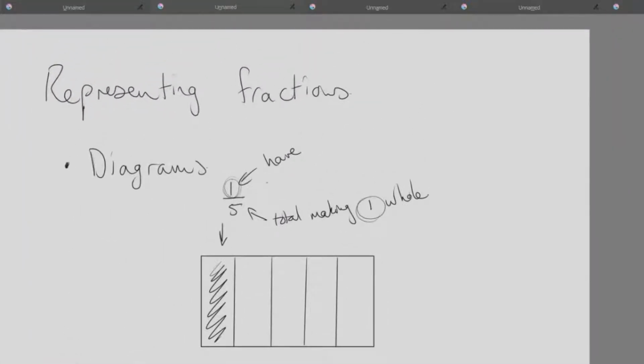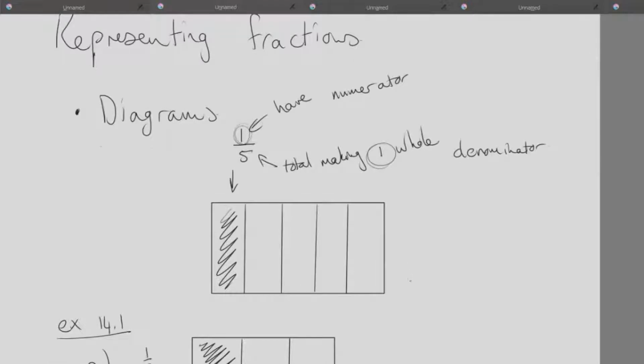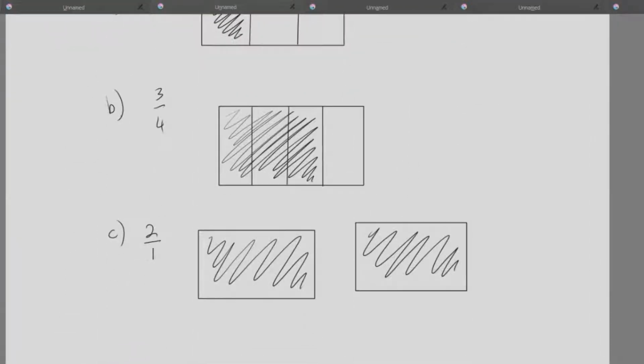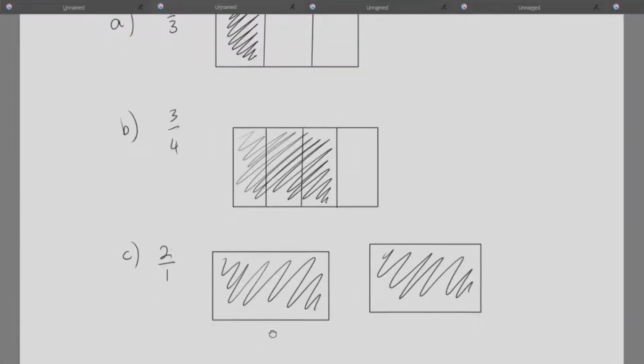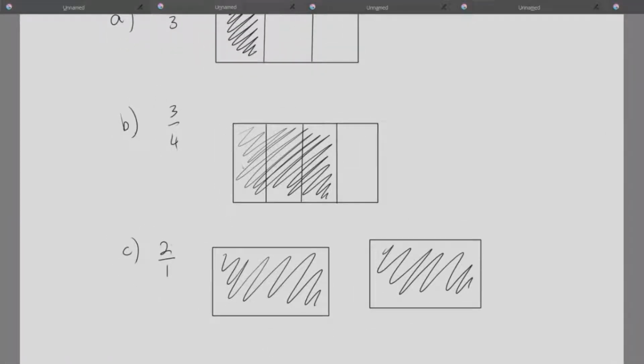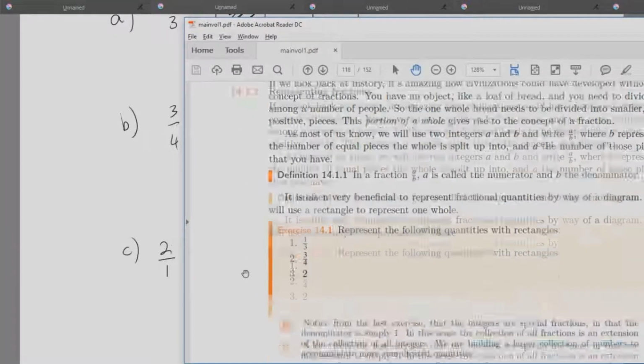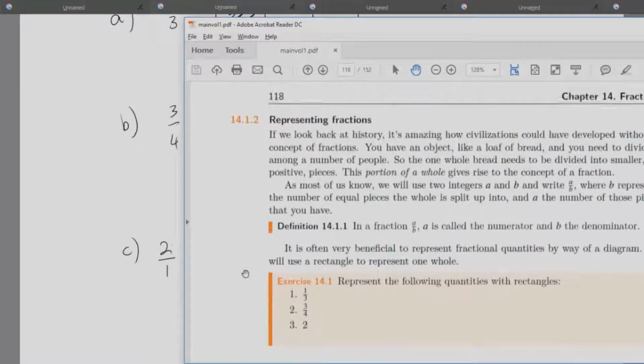Let me just say here, the top one is called the numerator, and the bottom one is called the denominator, just in case you need a reminder of those names. So I can write an integer with a numerator and a denominator as well. Let's check, is that everything we need to do? There's no number 4, all right.